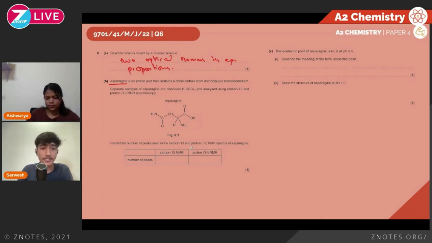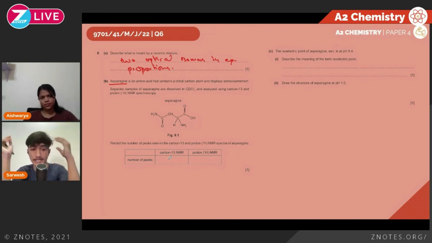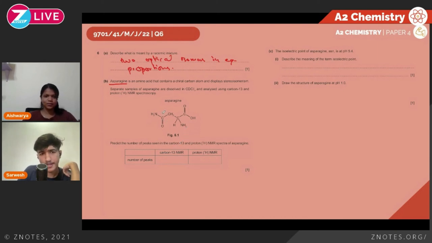Okay, number of peaks, carbon-13. So the number of peaks in carbon-13 depends on the number of unique carbon environments that you have in that molecule. And for the proton NMR, it depends on the number of unique proton environments. So let's see what are the unique carbon environments over here. Okay, so this is unique. This is bonded to NH2, OCH2. This is also unique, this is unique as well, so 3, 4. Okay, so 4 carbon-13 NMR peaks.